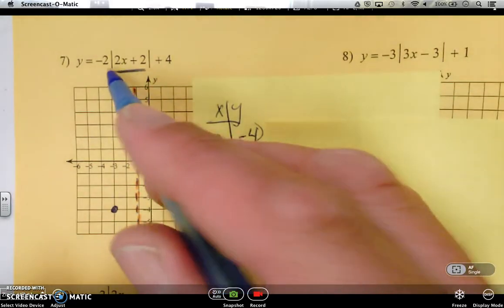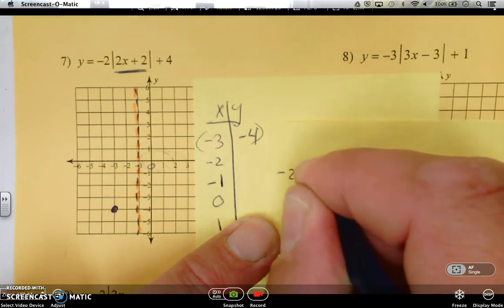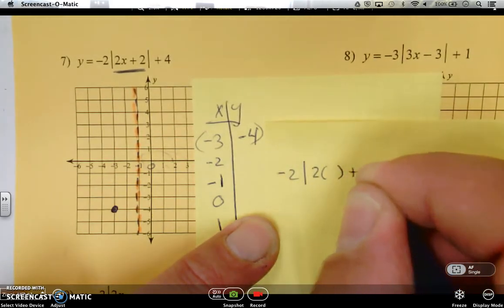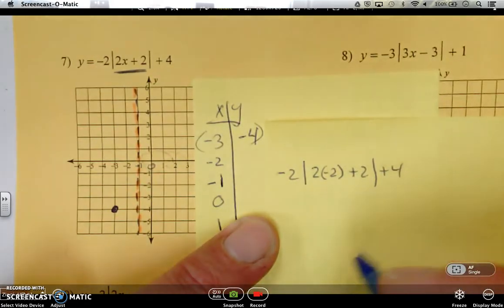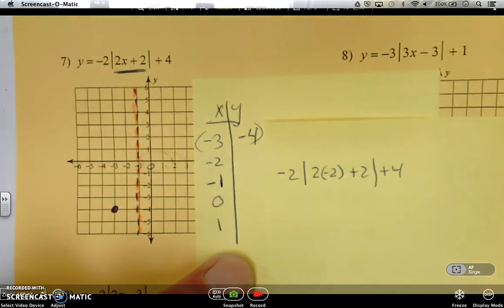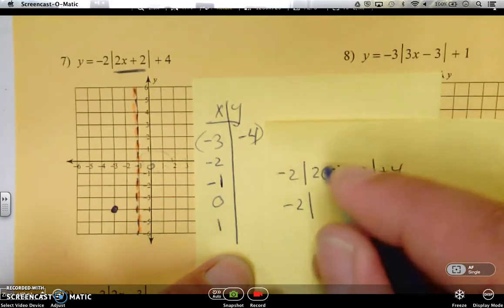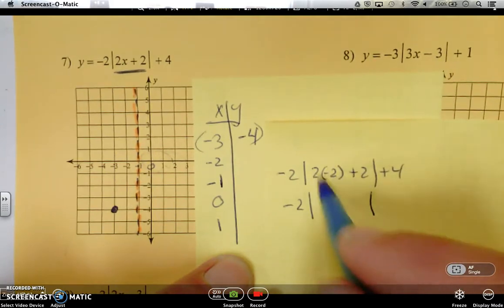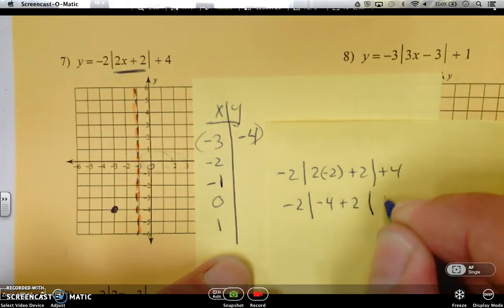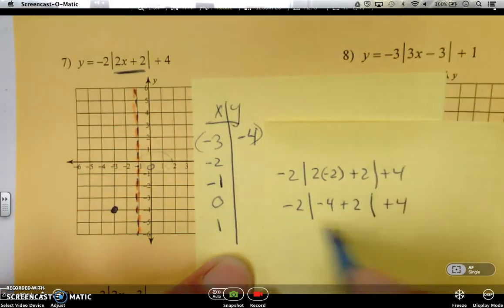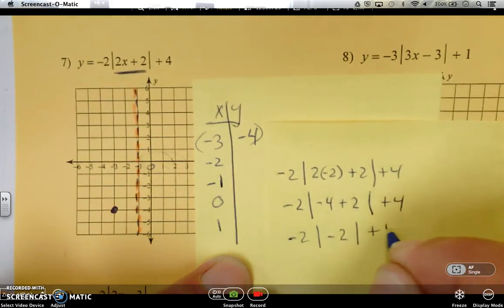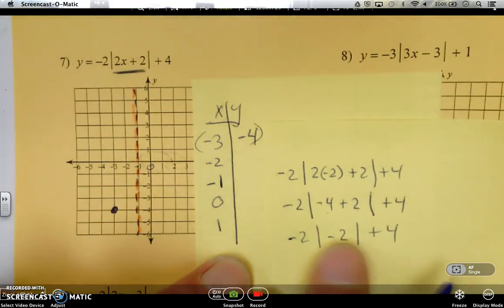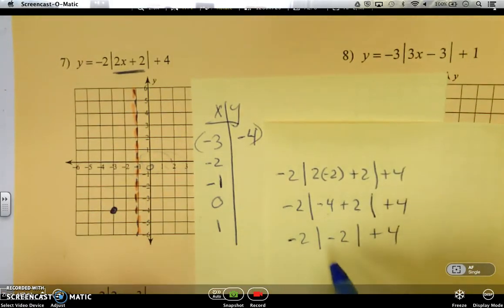Let's plug in -2 into here. That'd be -2 absolute value 2 times -2 plus 2 plus 4. So I've copied the whole equation, and then we're going to replace that with a -2 for x. And let's simplify this thing. Do inside the absolute value bars, this is going to give us -4 plus 2 plus 4. Keep on working inside the absolute value bars. This plus this gives you -2. Now we've got everything done inside. So absolute value of -2 is 2 plus 4.